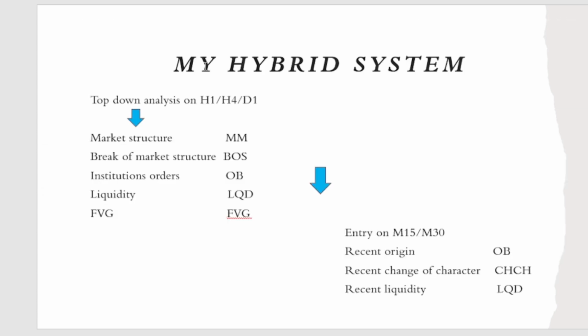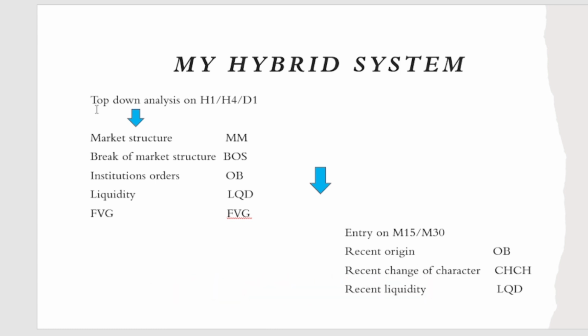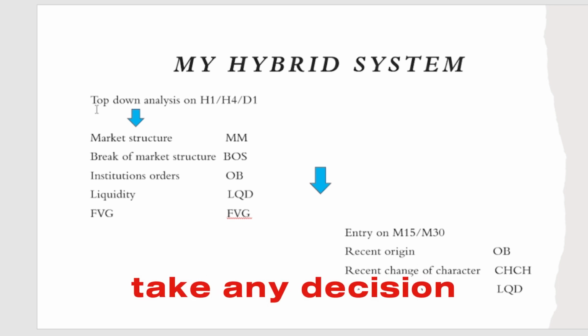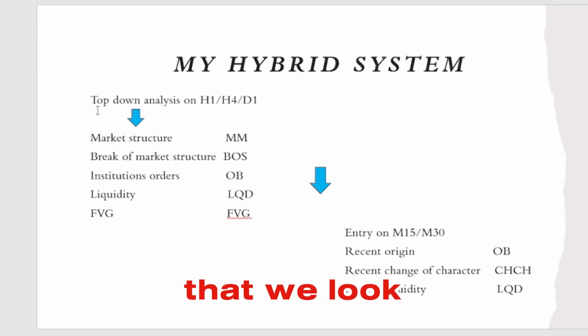So the hybrid system, you need to understand in detail what this is theoretically before we go into the practical aspect. Theoretically, we have a set of rules that we look out for in the market before we take a decision, if we have to buy the market today or if we have to sell the market today. So doing that, there are confluences that we look out for, 3 out of 5 or 2 out of 5, to be able to trade this market.